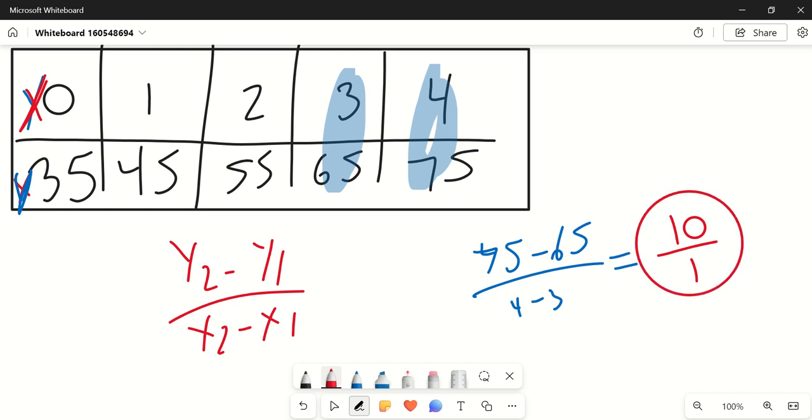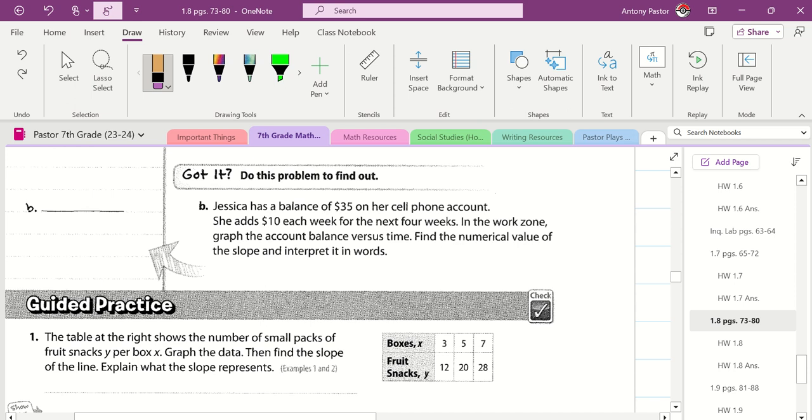So even though she started at having $35 in her account, the constant rate of change is $10 each week. So it's 10 over 1. My slope is 10, and this represents an increase of $10 in her account each week.